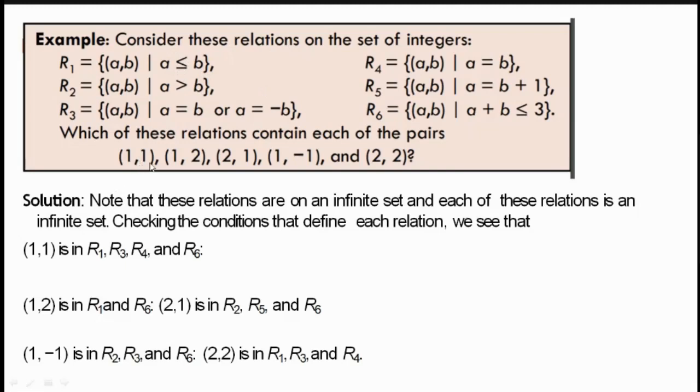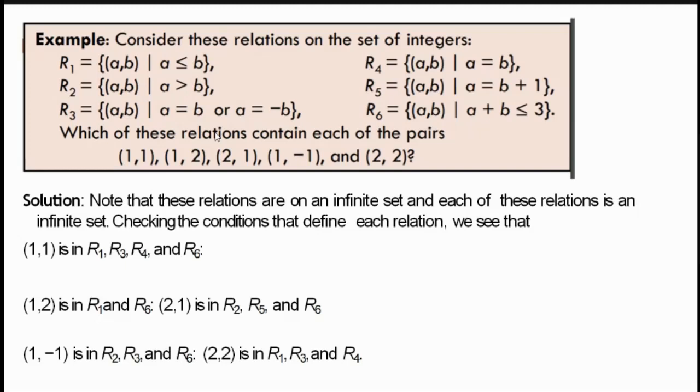So like that, each pair will fall under a particular relation, which can be categorized based upon the condition that was mentioned in the relation. So with this you can come to know that for any pair of elements, not only one relation holds, but depending upon the conditions you mention, multiple relations hold. So here 6 relations were mentioned, each consisting of its own condition. And if you look at the solution, note that these relations are on an infinite set, and each of these relations is an infinite set.